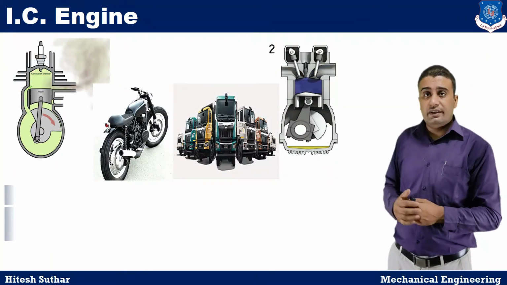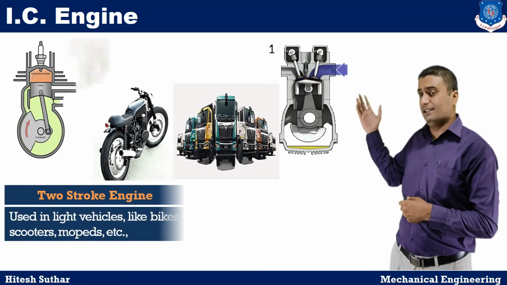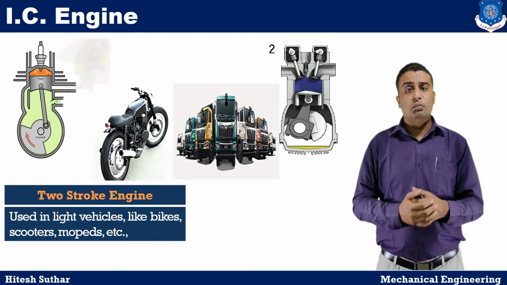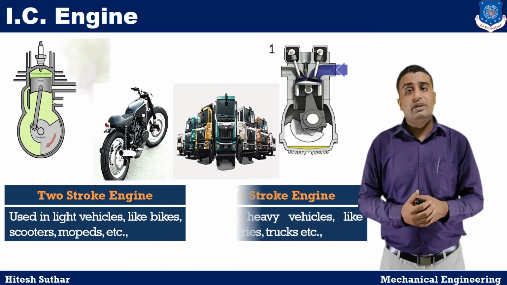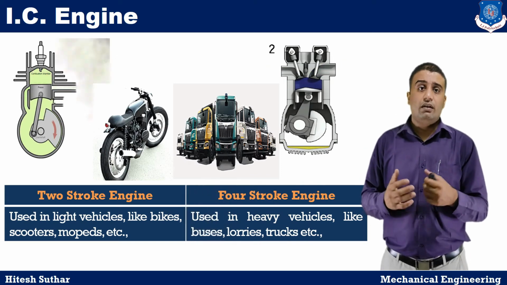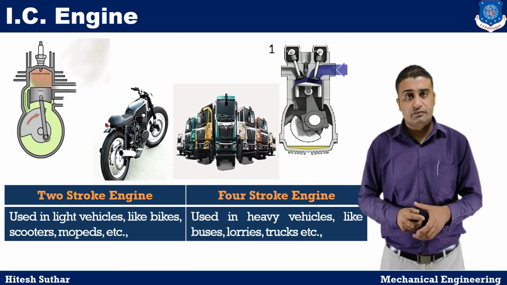Last, we'll discuss here the application. The two-stroke engine is used in light vehicles like bikes, scooters, mopeds, etc. And the four-stroke engines are used in heavy vehicles like buses, lorries, trucks, etc. This is based on application.